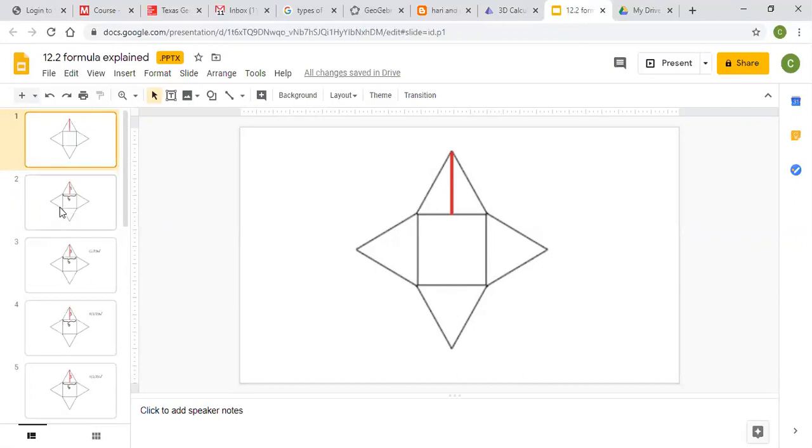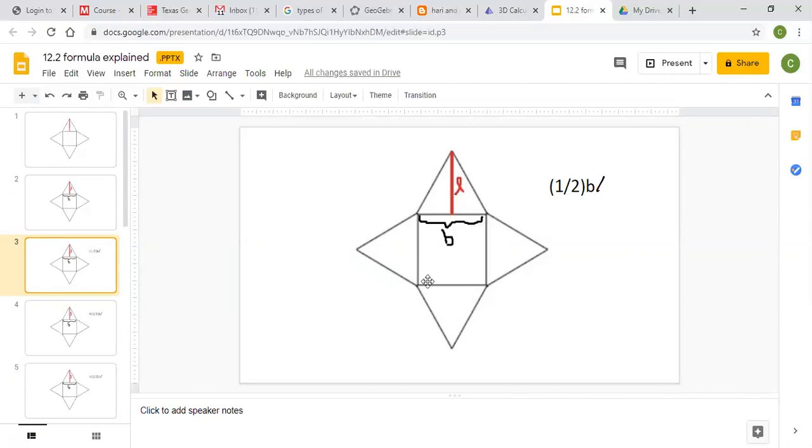Well, for triangles, I need the base length and I need the height. Well, this has a height, I'll call it L for slant height. Your book does the same thing. If I want to find the area of that one triangle, that would be 1/2 B times L. Now I chose B. It could have been really any variable.